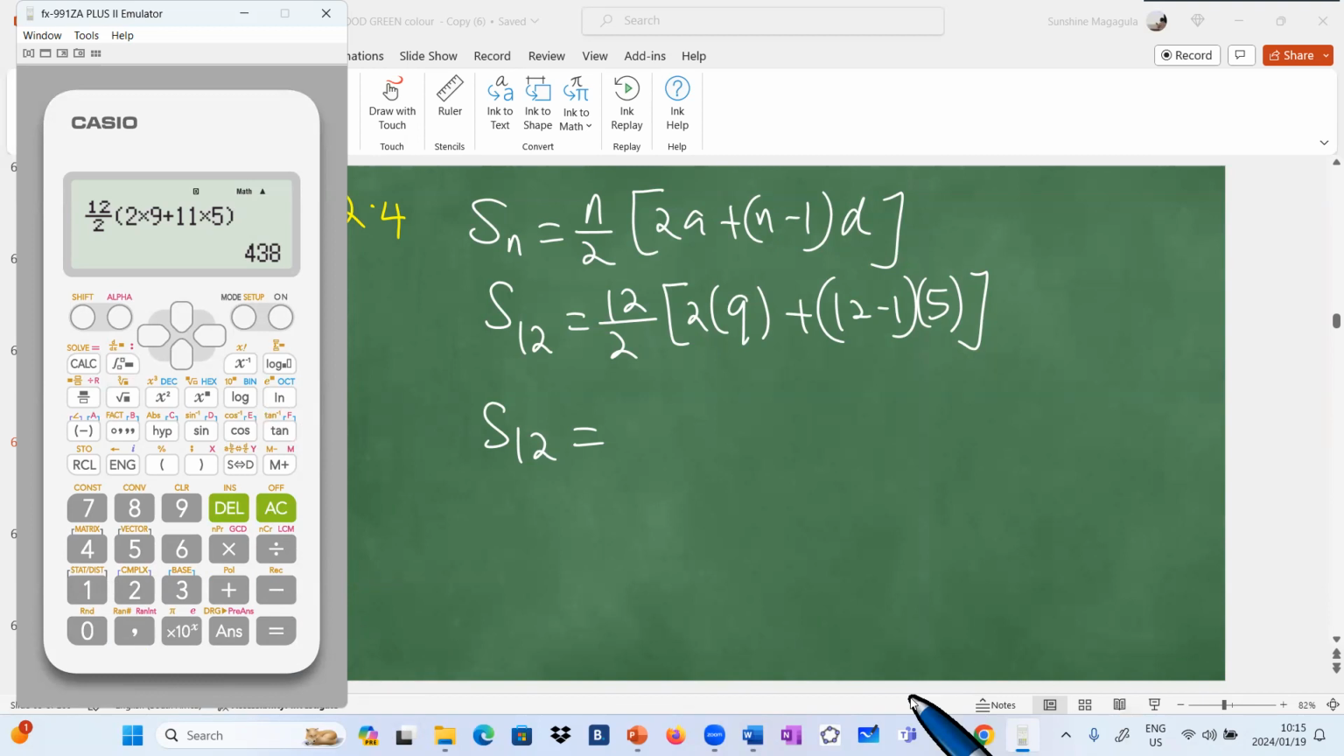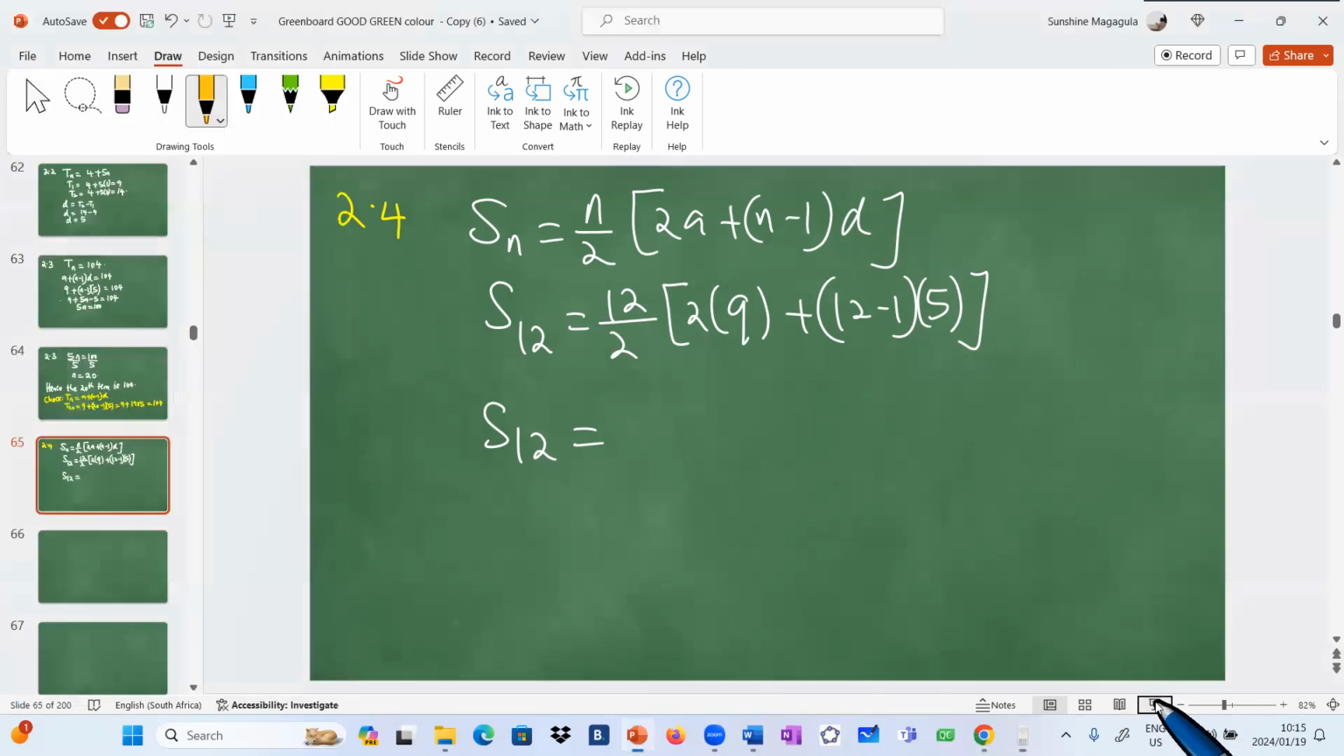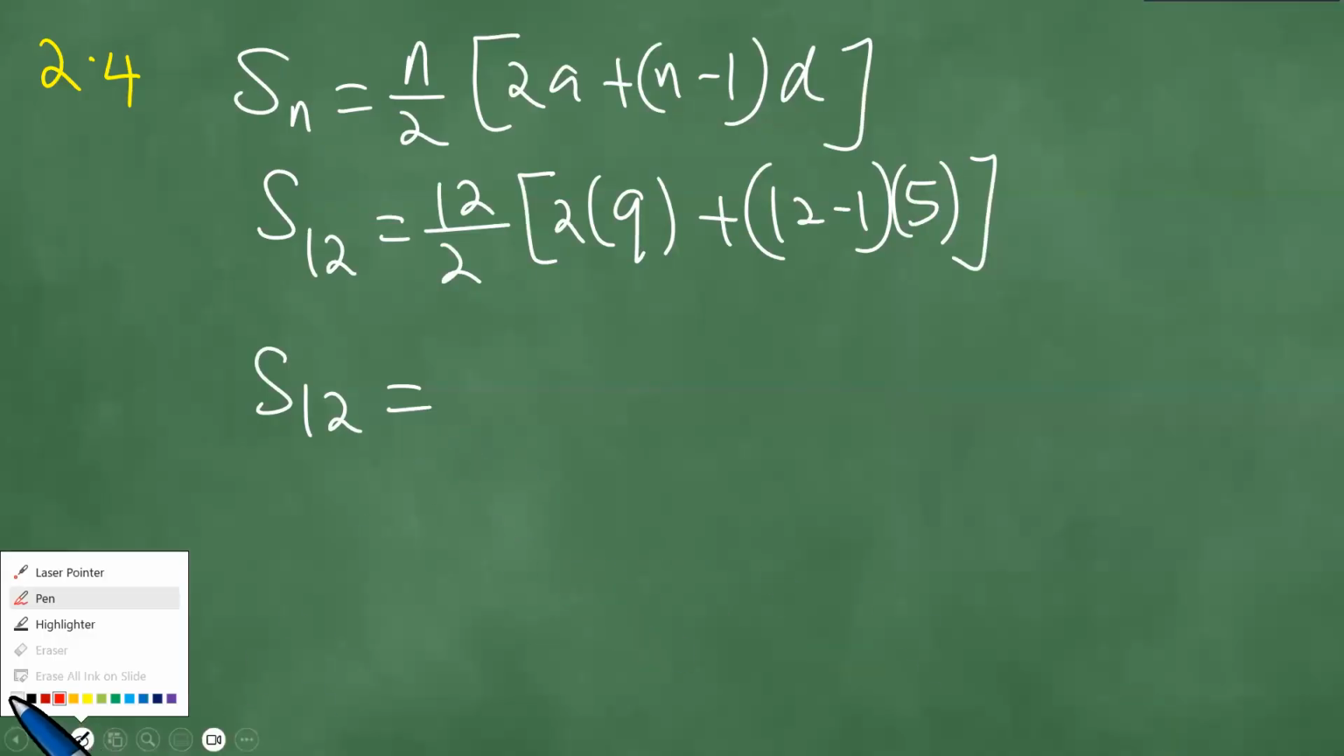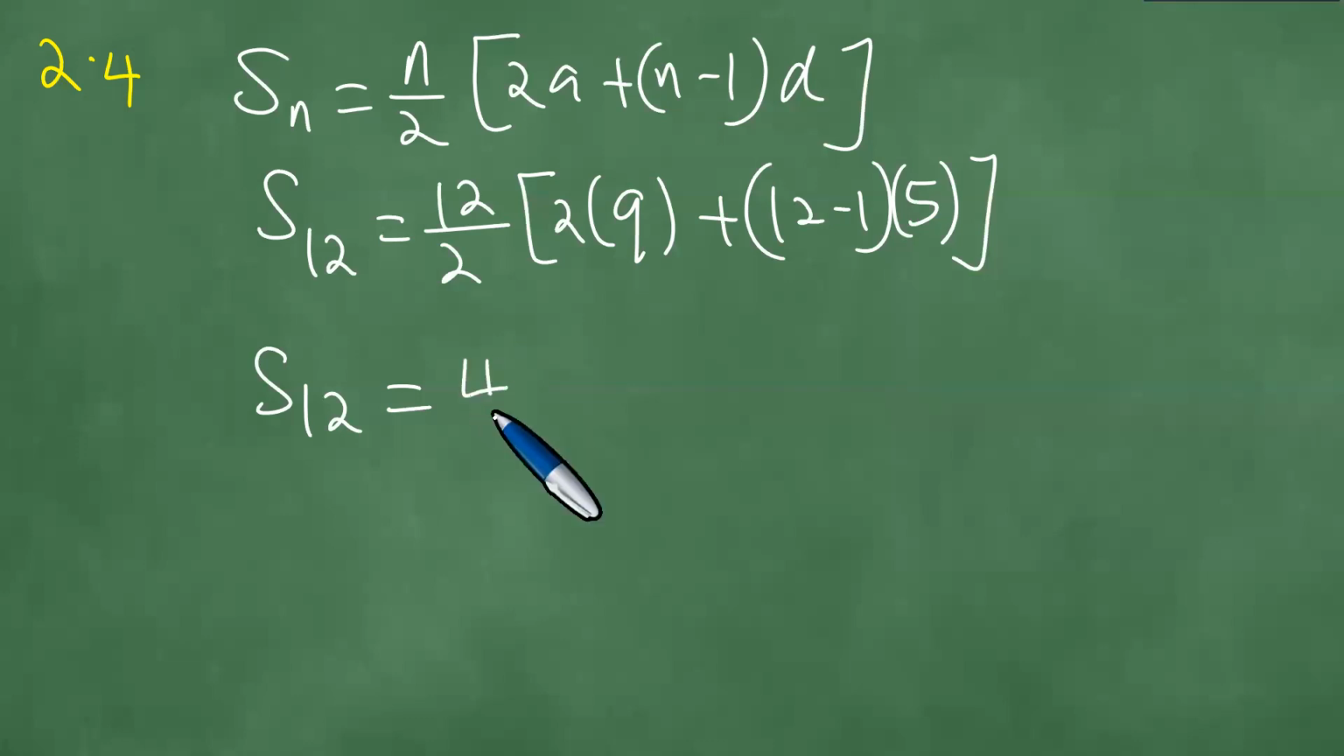I said 6 in brackets, and I said 18 plus 55 close brackets, and then I got my answer. It's 438. You got 438 as well. Yeah, because I wrote 12 divided by 2 is 6. And then I said 2 times 9 is 18. I said plus, and then 12 minus 1 is 11, times 5 is 55. And I got the answer of 438. Okay, well done.